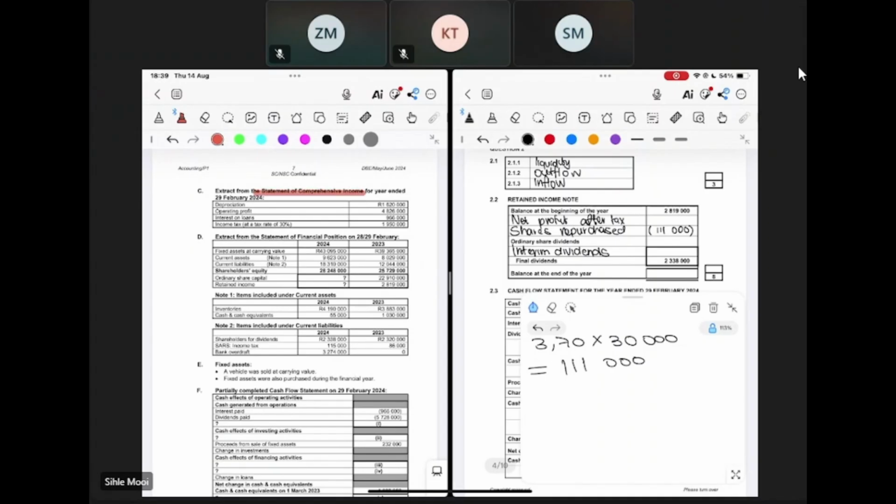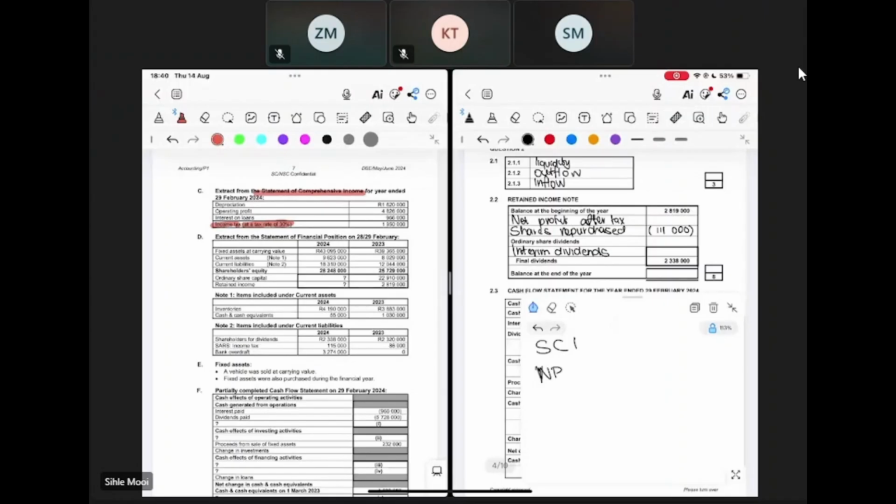So this is where we should find how to calculate a net profit after tax. They've given us depreciation, operating profit, interest on loans, and income tax. And then they're saying income tax is at a rate of 30%. Now, when you're doing your statement of comprehensive income, to get to net profit after tax, you take net profit before tax, and then you have your income tax, and then you get your net profit after tax.